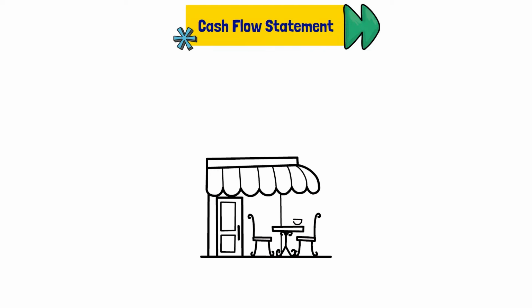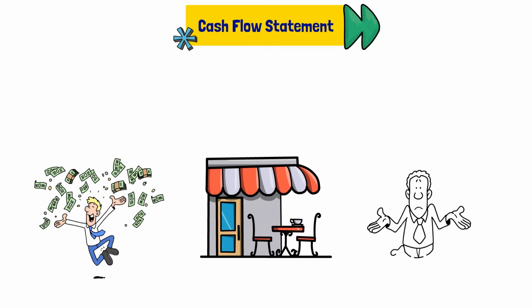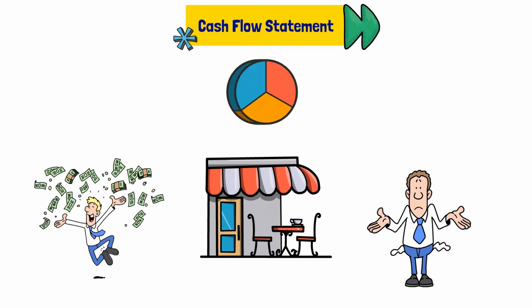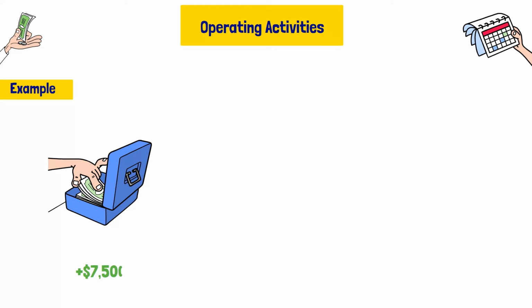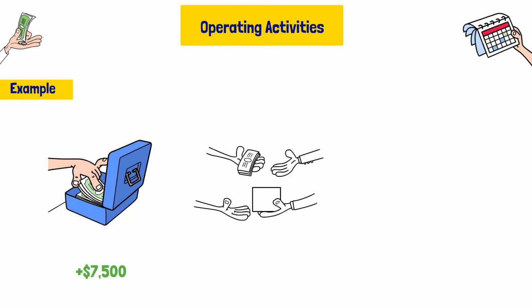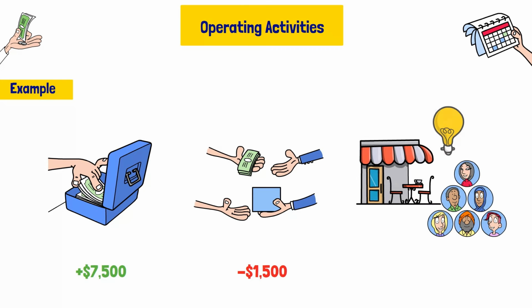And last but not least, your cash flow statement. This one often gets skipped, but it's crucial. A business can look profitable and still run out of cash. It's divided into three parts. First, your operating activities. This includes any cash from your day-to-day business. Example, cash in from sales, let's say $7,500, and your cash paid out to suppliers, $1,500. Your rent, salaries, and utilities, let's say $3,700.